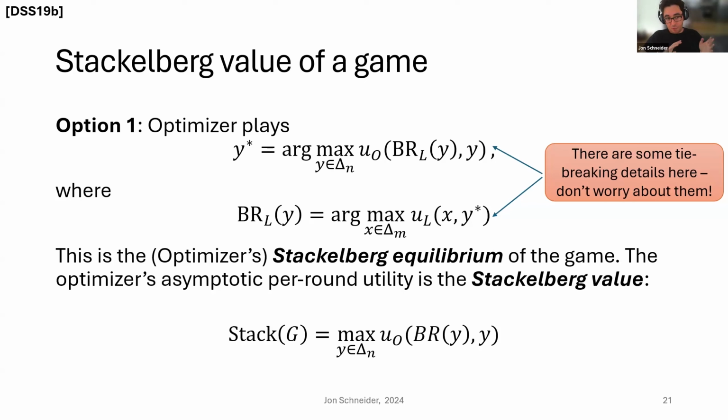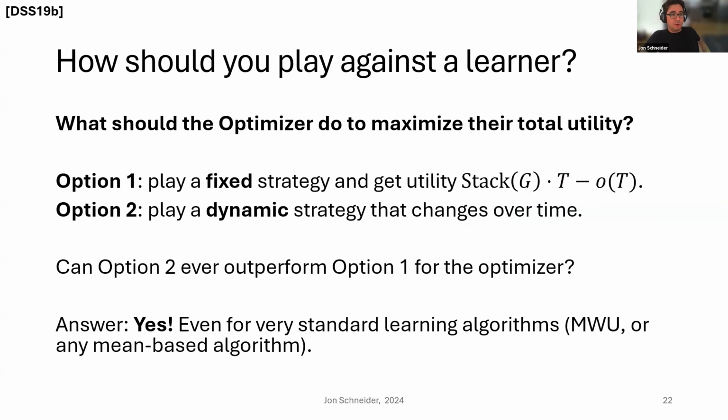And if the optimizer does this and chooses their best Y, their asymptotic per round utility will be exactly the Stackelberg value of this game. There are some tie-breaking details in these definitions, but don't worry too much about them. They don't really matter for most games. All right, and we'll call the Stackelberg value Stackelberg of G for now, because this will be an important quantity in what's to follow. Okay, so this was option one.